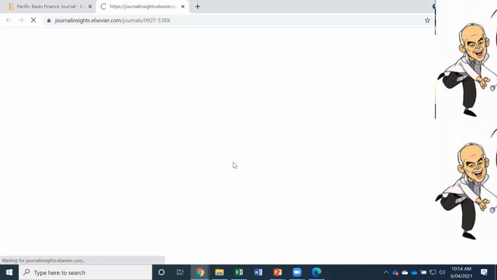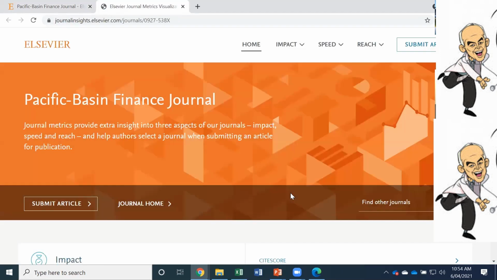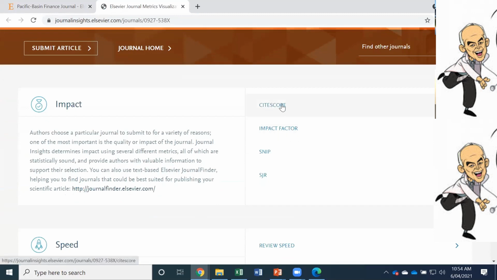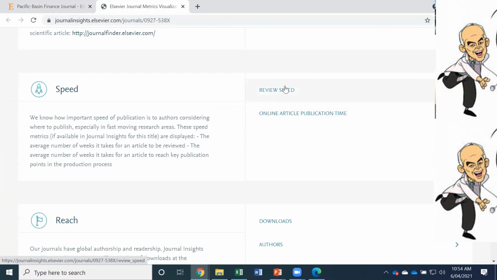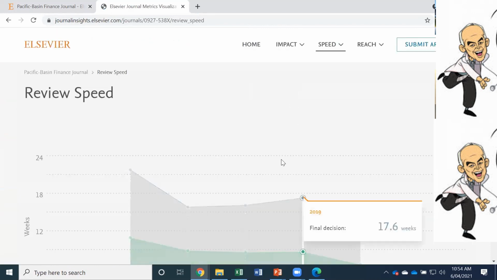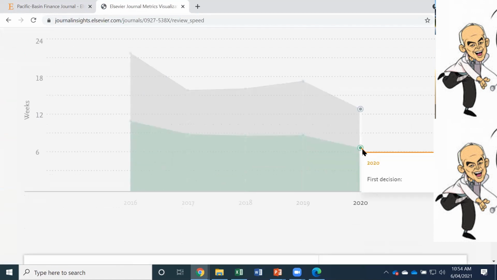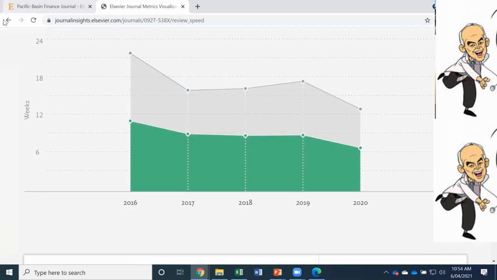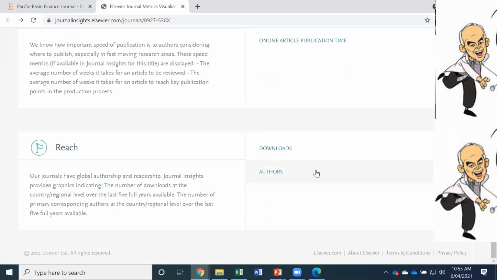If I click on that, all of the Elsevier journals have these more insights on the journals. What's the CiteScore, impact factor? These are the impact related metrics. Review speed, how much time they take to review a paper. If I click on that, Pacific Basin Finance takes 7 weeks to get to the first decision. So if we want a faster review, we can go to the Elsevier journals, but there can be exceptions because this is the average time. There are definitely exceptions to that.